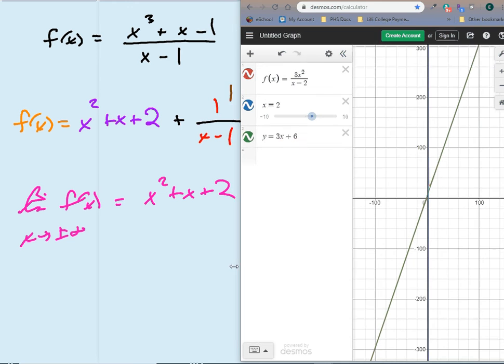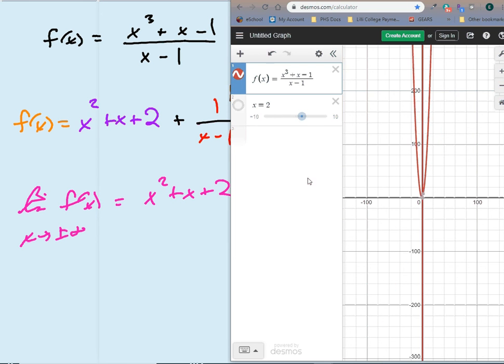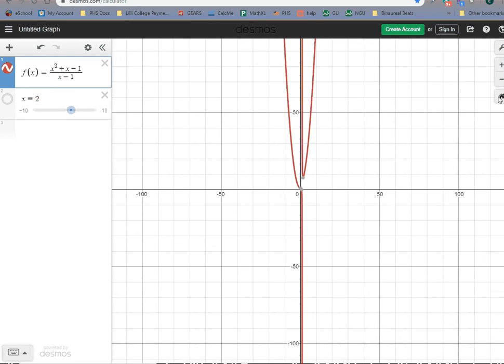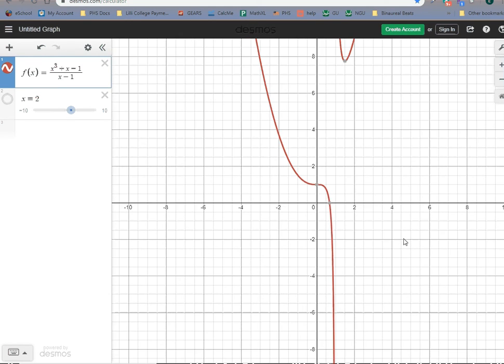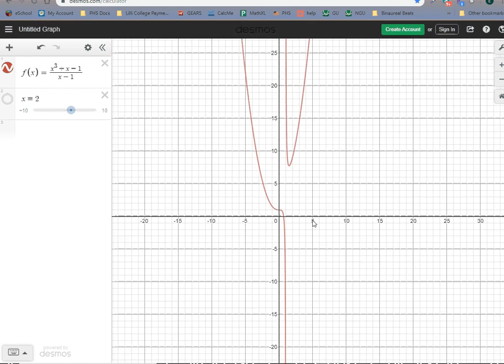So if we go back and graph this original function, x cubed plus x minus 1 divided by x minus 1, let's turn that guy off. Well, there's what we get. I don't see any parabolas there at all, right? You're right. But as I zoom out, look what happens.